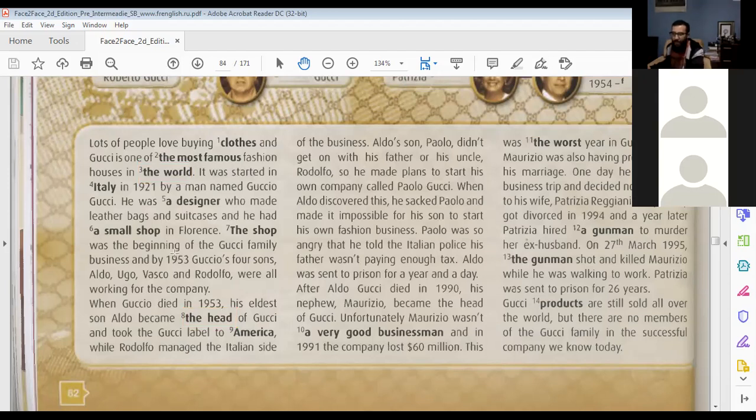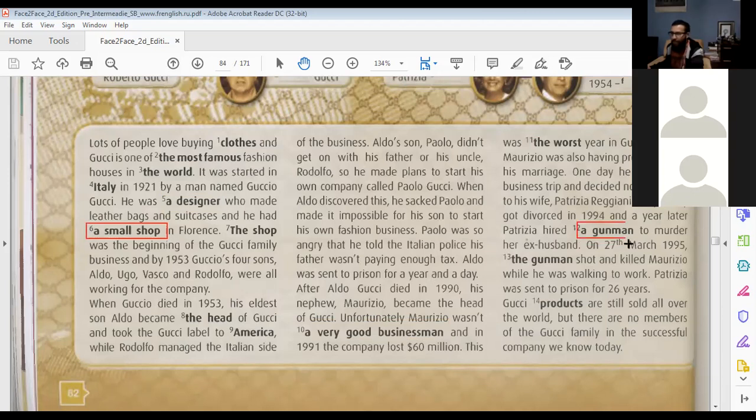Then we have Italy and we have America. There's no article here because these are countries and most countries don't use an article. Then we have a designer and we have a very good businessman. These are jobs, and for jobs we need to use an article. So we say a doctor, a teacher, a driver, a businessman. Then we have a small shop and we have a gunman.